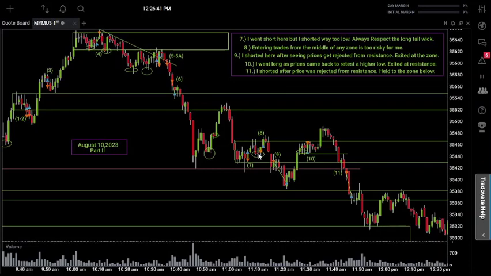So that's why you always want to look to trade those zones from the edges, either from the top of it or from the bottom. But anywhere in between, avoid that. So that's the biggest lesson I took away from trade 8.